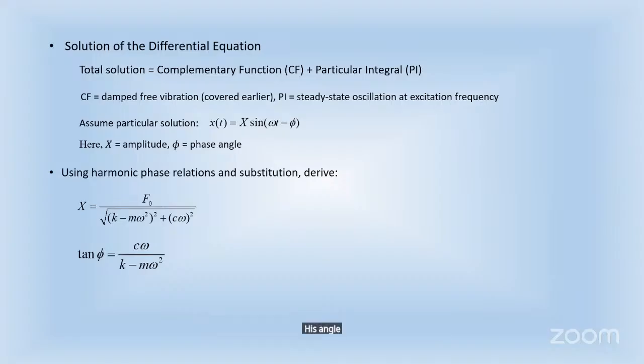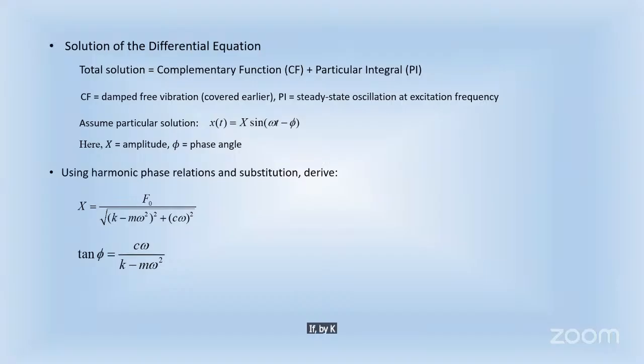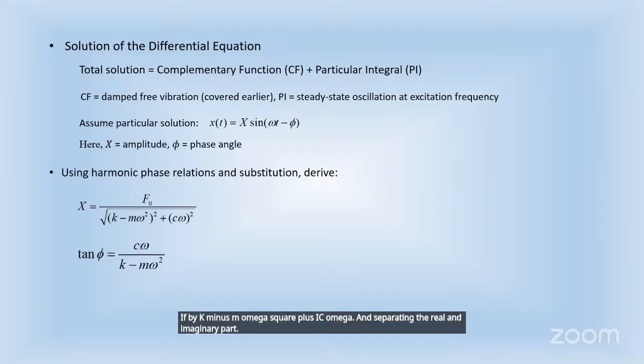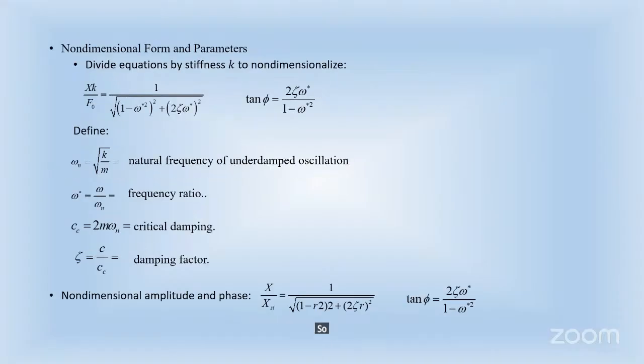By putting these assumed functions into the differential equation, once again we can obtain algebraic equations, and we can obtain the solution capital X equals F by m over k minus m omega square plus i c omega. Separating the real and imaginary parts, we can obtain the modulus of X as well as phi equal to tan inverse of b by a, the phase angle as well as the amplitude. So for a more concise representation, we can use a non-dimensional pattern, etc.